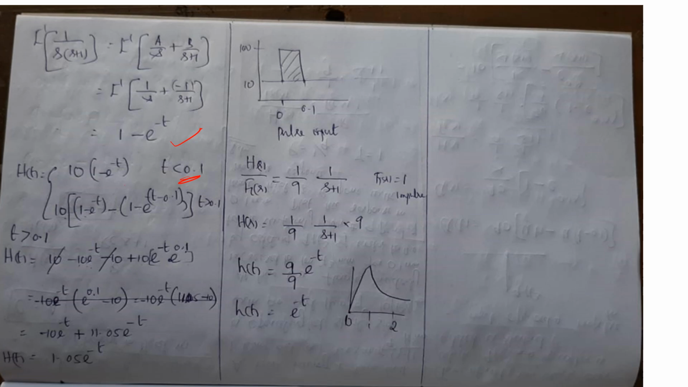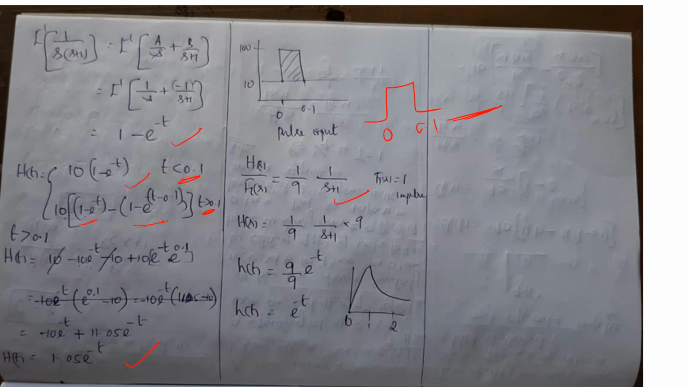Okay, so when the time is less than 0.1, this is the equation, because you have to apply this 10, then this. And when the time is greater than 0.1, which means, here this is 0, this is 0.1, after this it behaves like this. So this equation: 10 into 1 minus e power minus t, because this is u of t and this is u of t minus 1. So that is directly written like this. Then from this we have to simplify and get the equation as h of t equal to 1 minus 0.5 e power minus t. And then this is the pulse input.